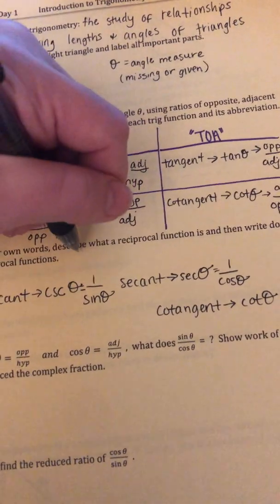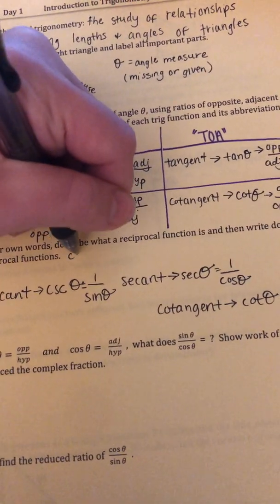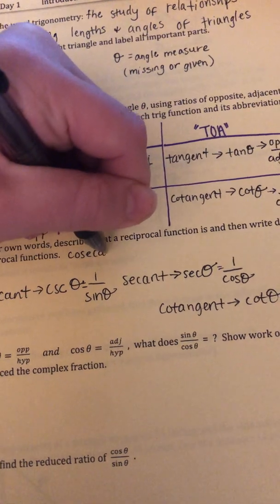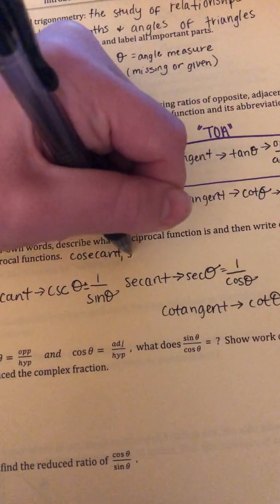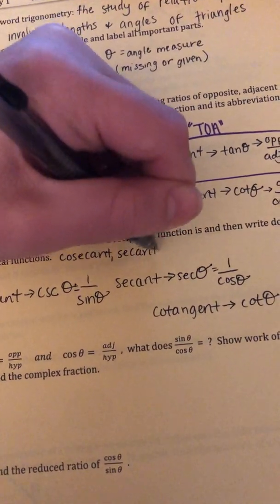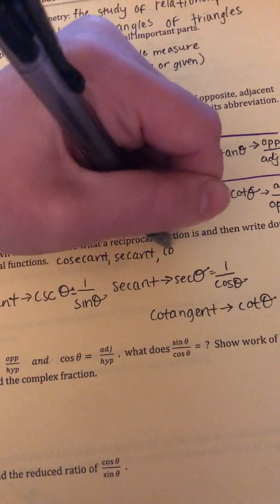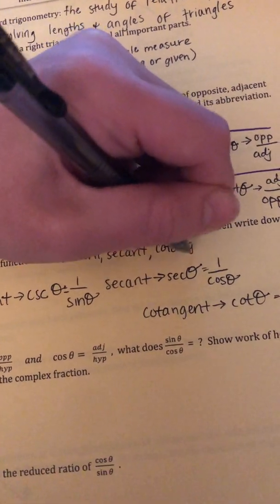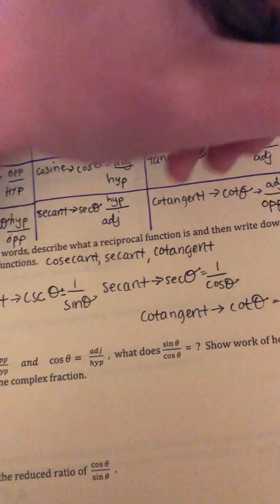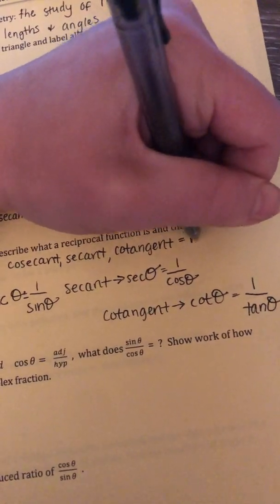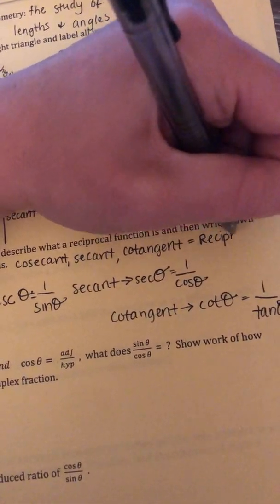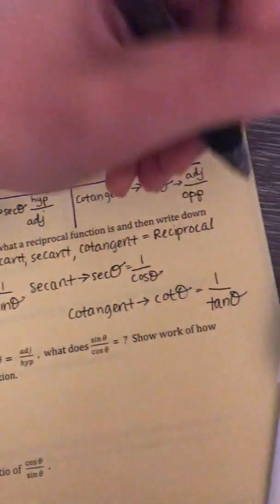All right, and then just to describe it in words, we have cosecant, secant, and cotangent. These are all the reciprocal functions.